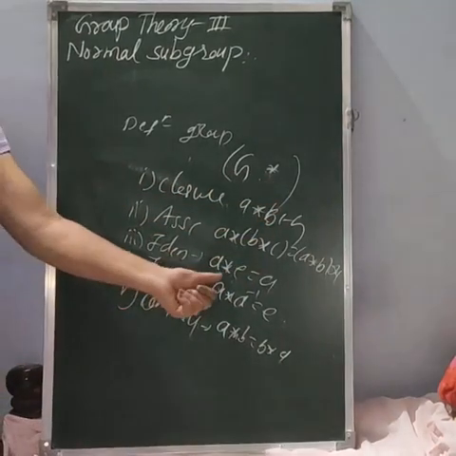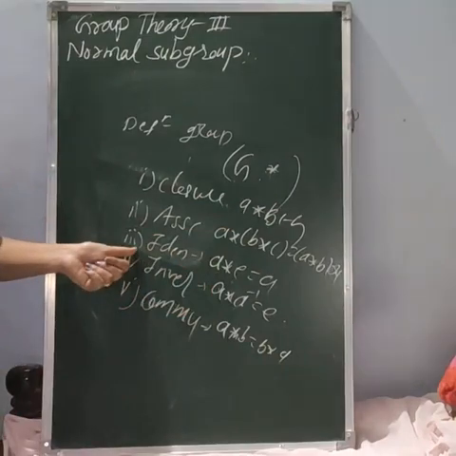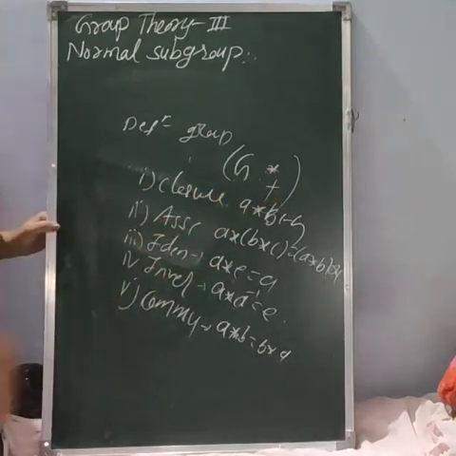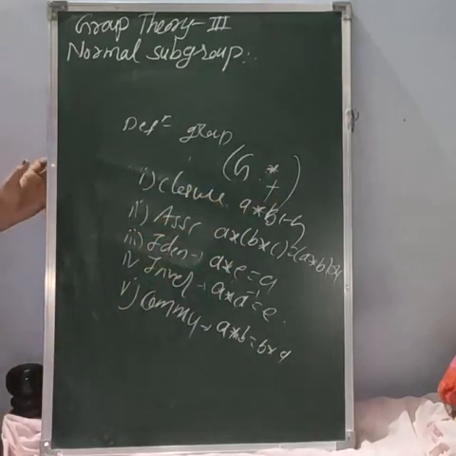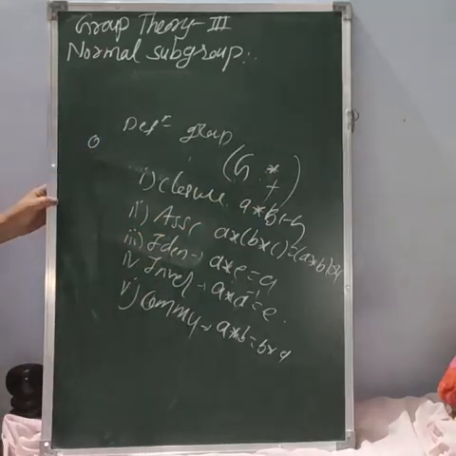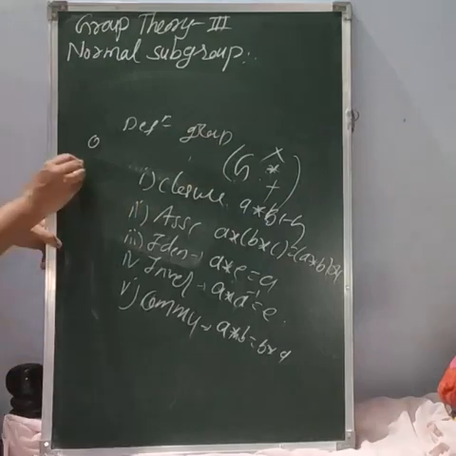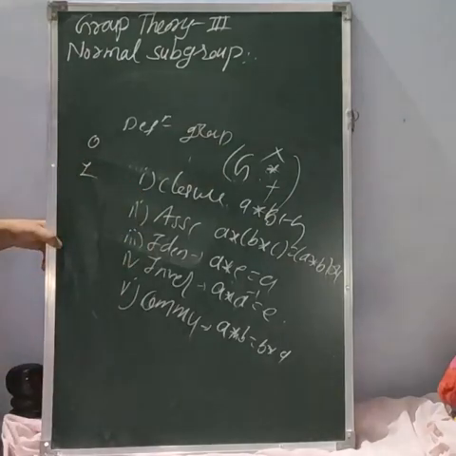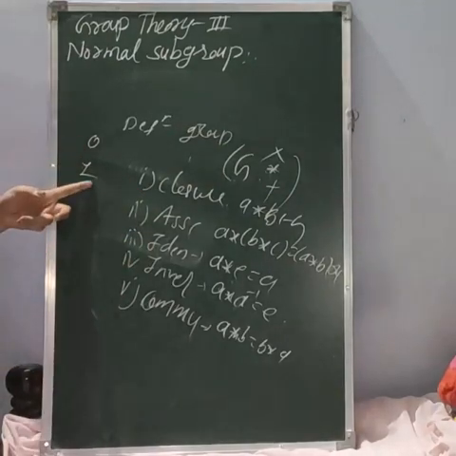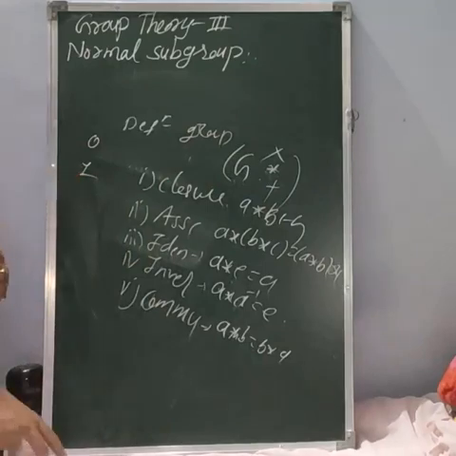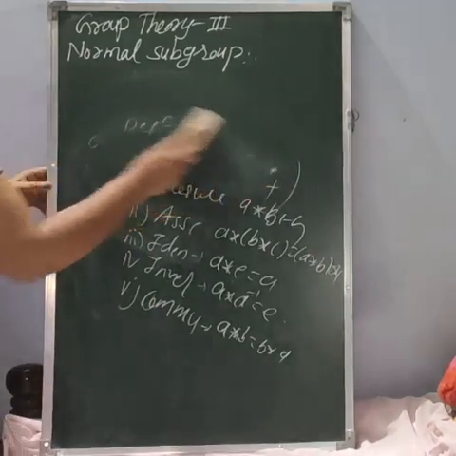Now, with respect to the identity element, if the binary operation is plus, then you will always get 0 as the identity element. If the binary operation is multiplication, you will get 1 as the identity element. With respect to addition 0, with respect to multiplication 1. So that is the definition of group.